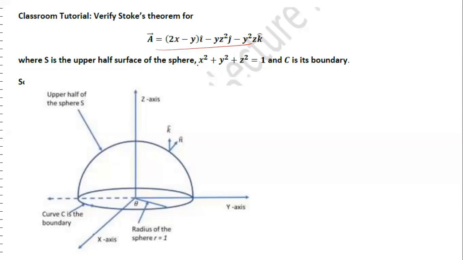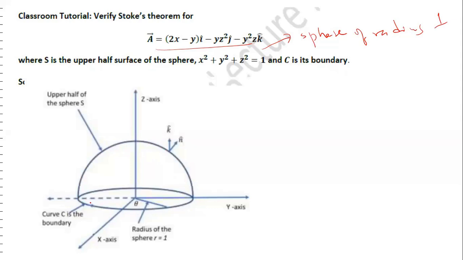This is the equation of a sphere, x square plus y square plus z square equal to 1. This is a sphere of radius 1. So S is the upper half of the sphere, which means something like this. The upper half of the sphere S is something like this, and C is its boundary.